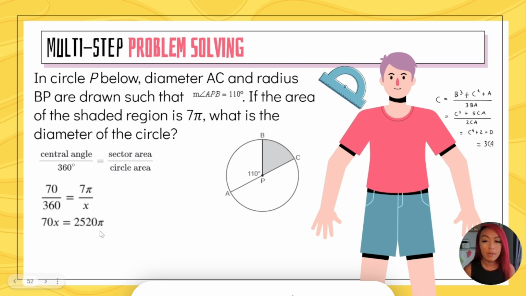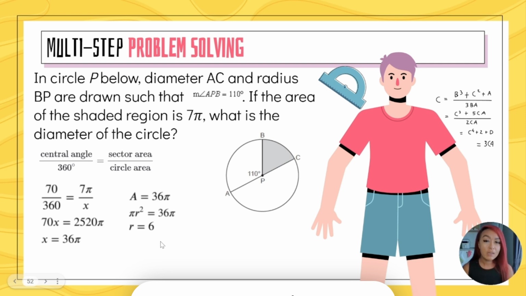So cross multiplying, we get 70x equals 2,520 pi. Dividing both sides by 70, we get x equals 36 pi. So that means the area of the entire circle is 36 pi. So now we can set the area formula equal to 36 pi. We get pi r squared equals 36 pi. So that means r is equal to 6.